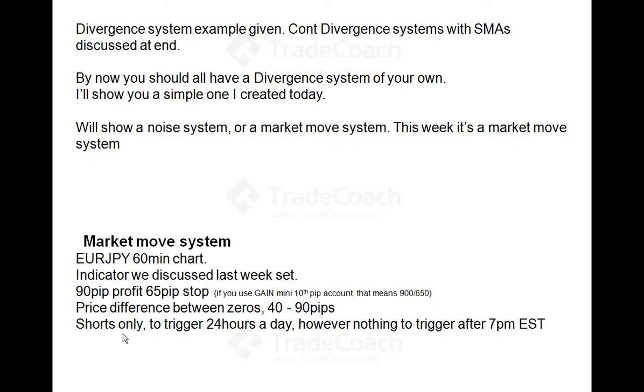Now, I'm taking shorts only. The price difference between those zeros, I want between 40 and 90 pips. So I want there to be a decent difference. I want there to actually be a difference, but I don't want it to be over the top type different.